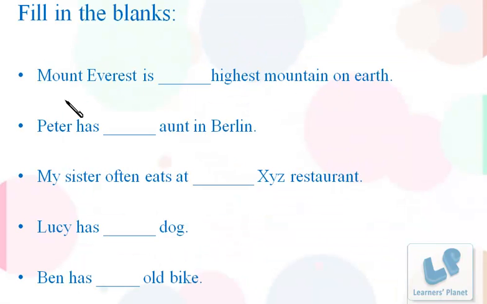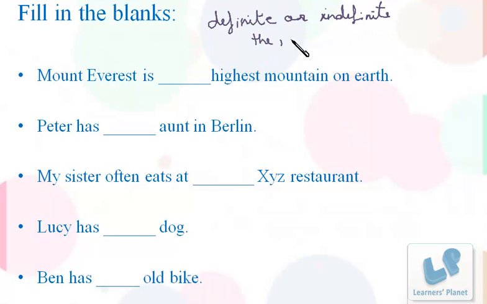Now friends, over here we have to fill in the blanks, and they could be either definite or indefinite articles. That is, it could be the, a or an. So we have to fill in these blanks with either the, a or an. So let us see the first one. Mount Everest is dash highest mountain on earth.